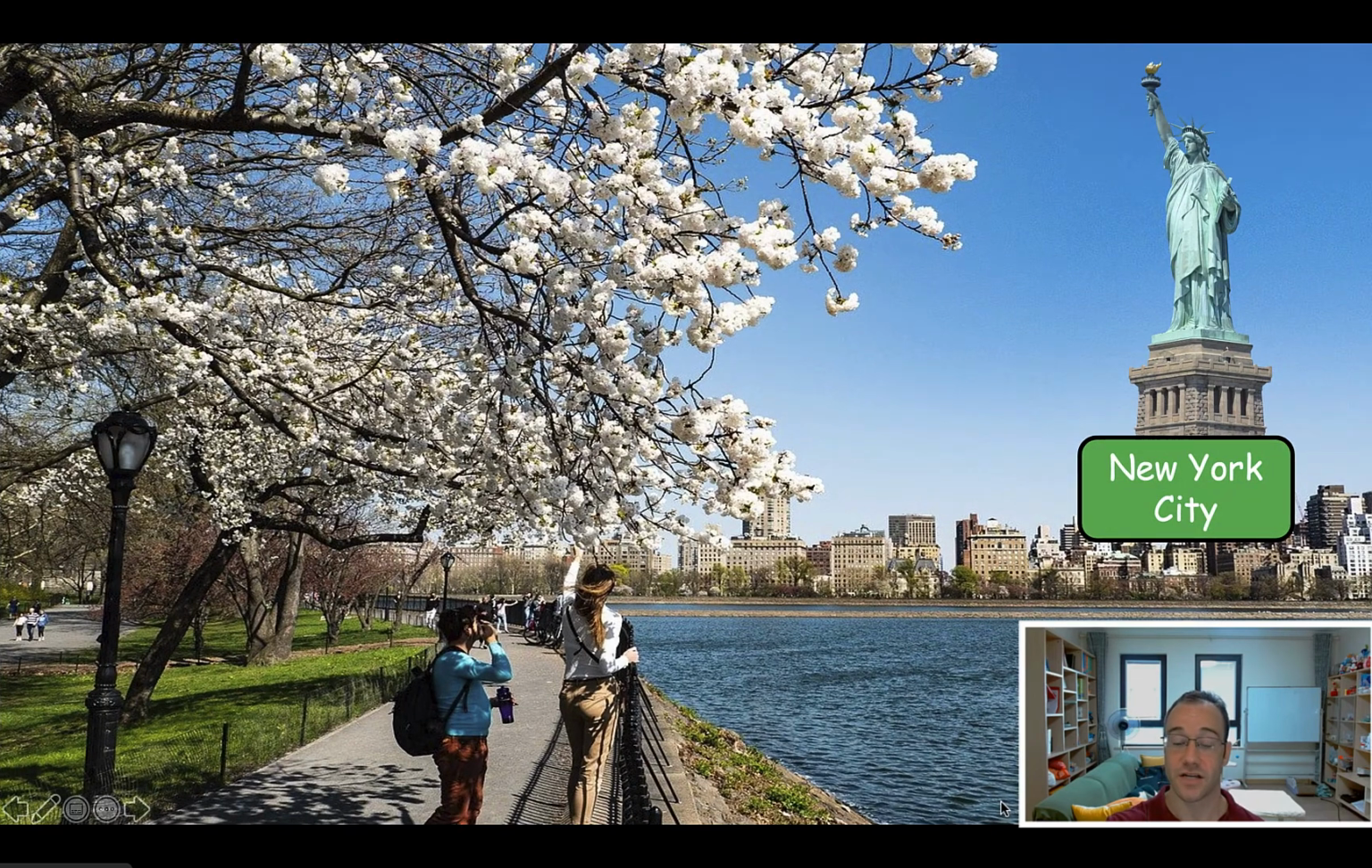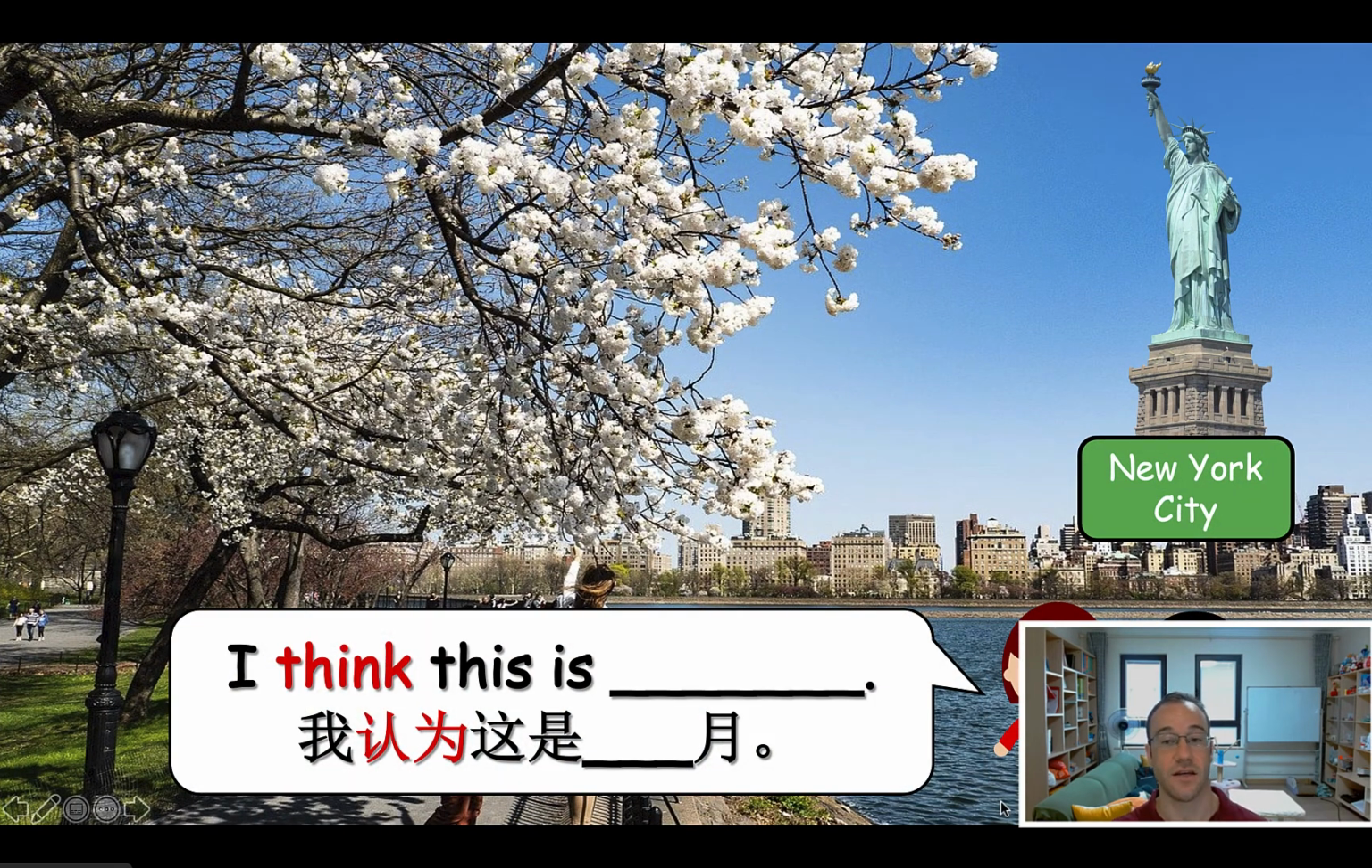So here's the way it works. I have the structure up there. So I think this is, and they should be telling me, I think this is, and what month they think it is. Okay, so you can call on one student from each team, have them stand up, and have them tell you what month they think it is. There are some clues here, right? You have some flowers blooming, it's probably not the winter, but it's probably not the summer. So let's see if they can guess what it is.